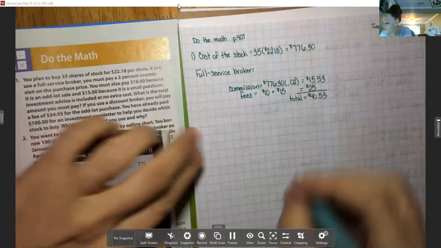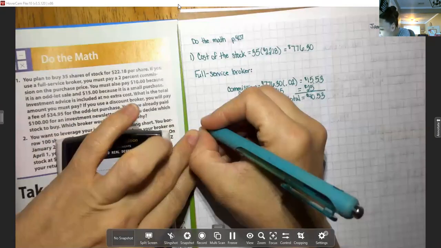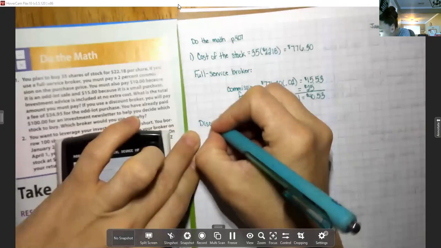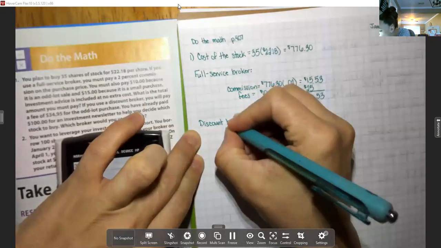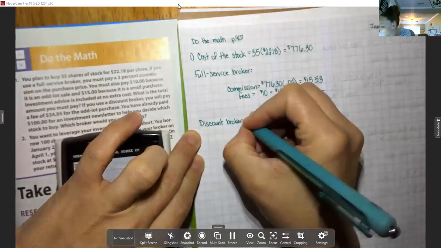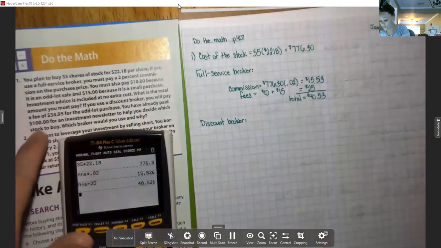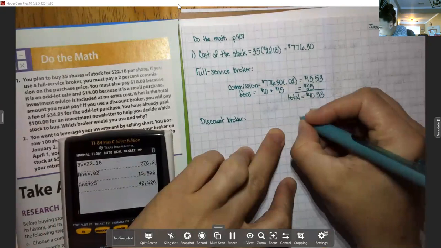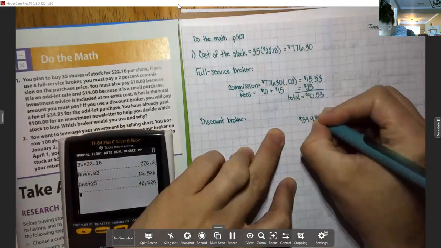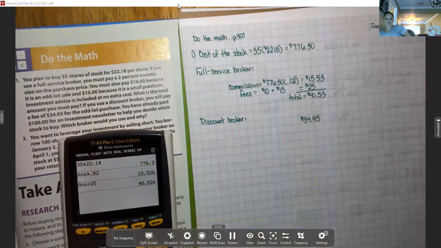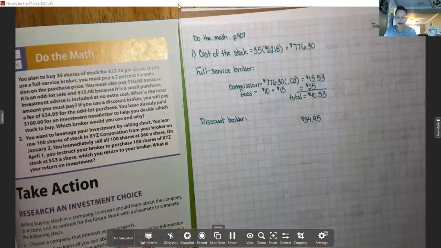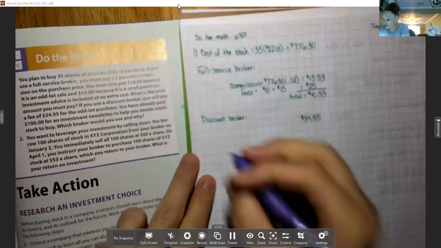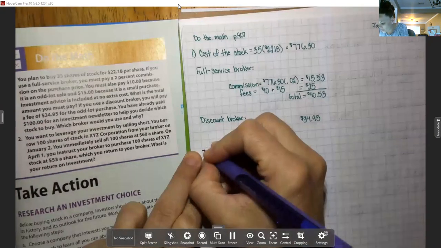Okay, then the discount broker. It tells you you will pay a fee of $34.95. That's it, flat fee.